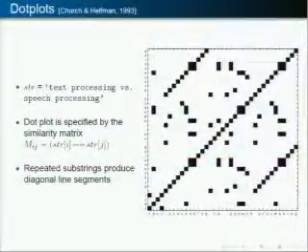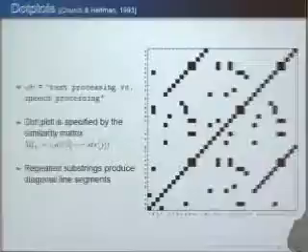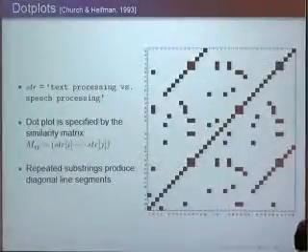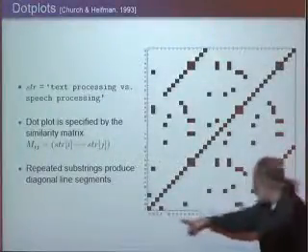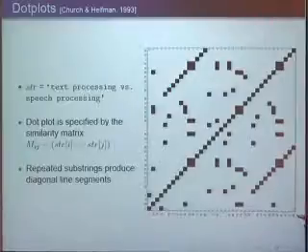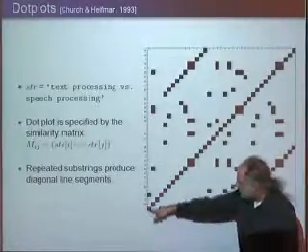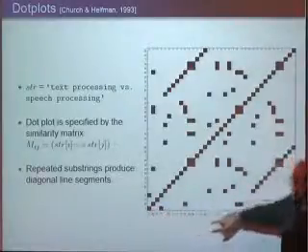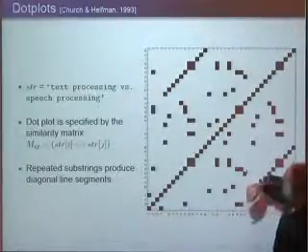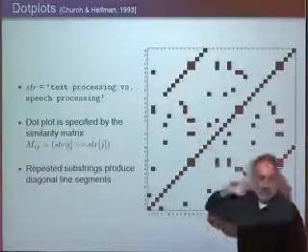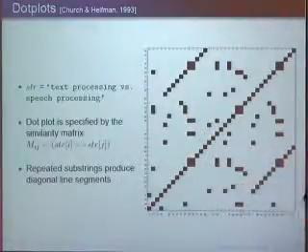Now he's trying to introduce dot plots. Have all of you seen dot plots? You take a string like this, this is text processing versus speech processing, and he puts a dot wherever the letter here is the same as the letter there. And what your eye can see is these long off-diagonal lines, and that's a clue for repetition, right?